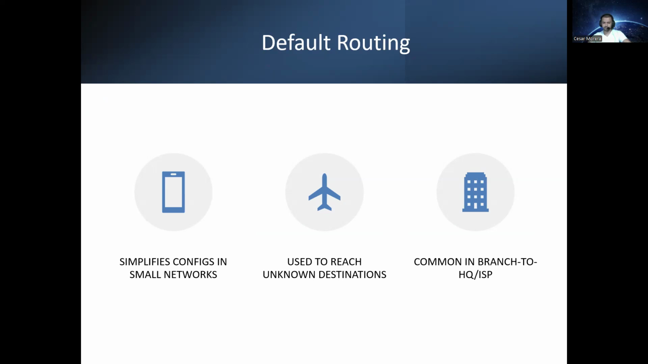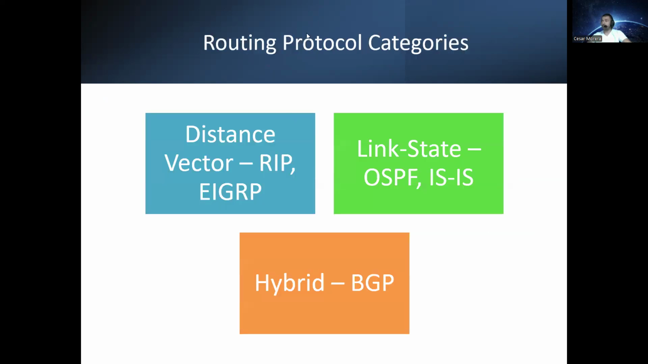Next, what do we have? We're talking about routing protocol categories. We have distance vector protocols over here, link state protocols, and hybrid. What will be an example of link state? OSPF or IS-IS. Which protocols can be distance vector? We have RIP or EIGRP. And finally, we have the hybrid option, which is, in this case, BGP.